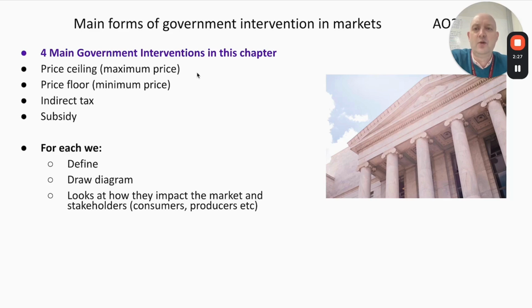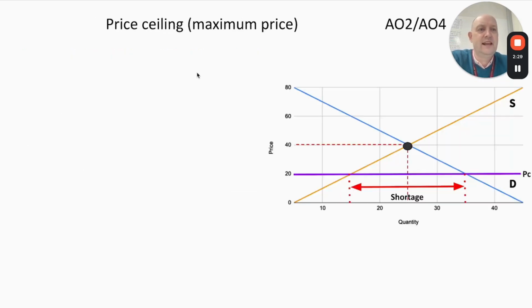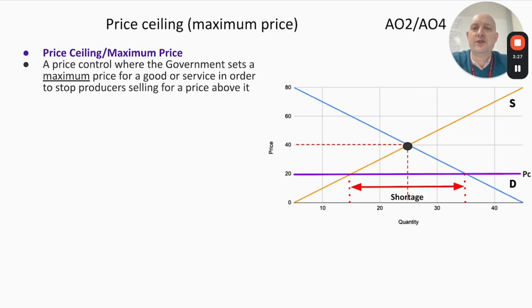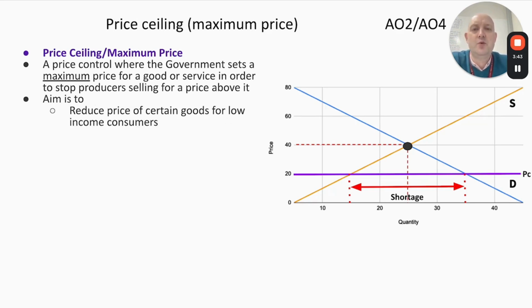In this first video, we're going to do price ceiling, probably my favorite one, I think, overall. So this is a price control. It's called a price control because the government is going to be controlling the price. And the government's going to set a maximum price for a good or service in order to stop producers selling for a price above it. So the idea is the government's trying to lower the price in the market. And the aim is to help certain customers or consumers who are on lower incomes.